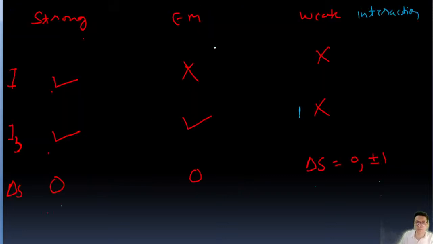And you need to know this chart. For a strong interaction, I and I3 will be conserved and delta S is going to be 0. For electromagnetic interaction, I will not be conserved, but I3 will be conserved, and delta S will be 0. For weak interaction, I and I3 will not be conserved, and delta S is going to be 0, plus minus 1.